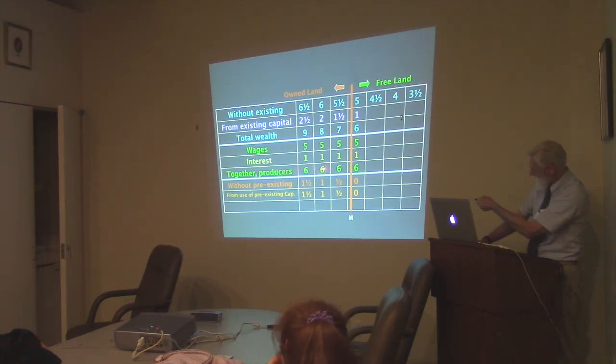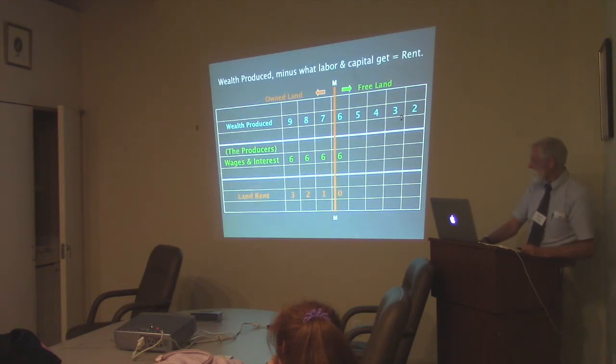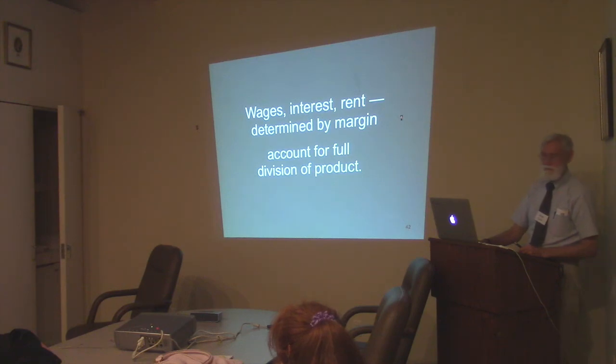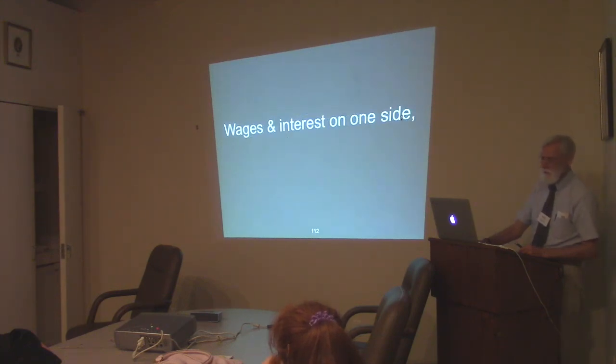Wages and interest are 666, and the rent is 321, and free land yields no rent. Wages, interest, rent determined by the margin and account for the full division of the property. Wages and interest are on one side, landowners are on the other side.